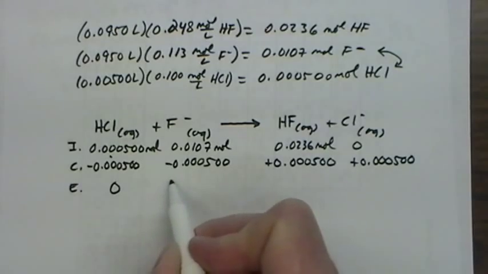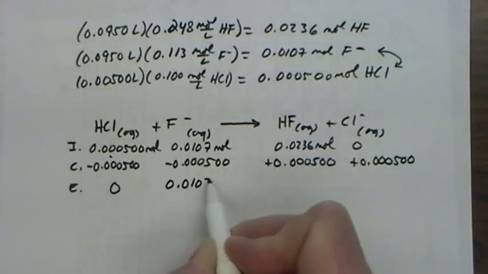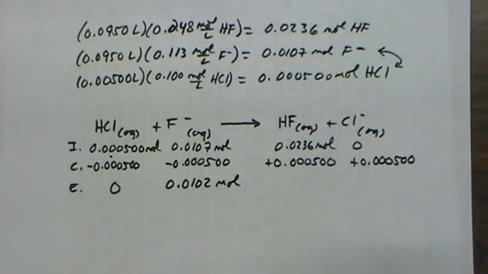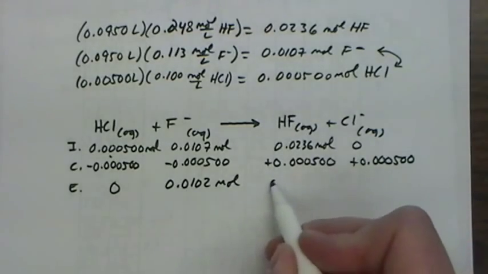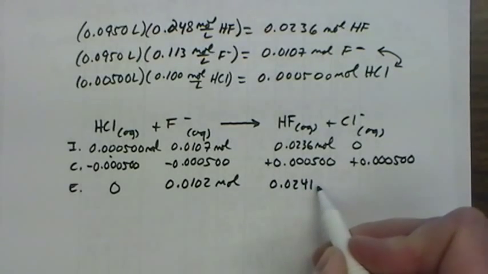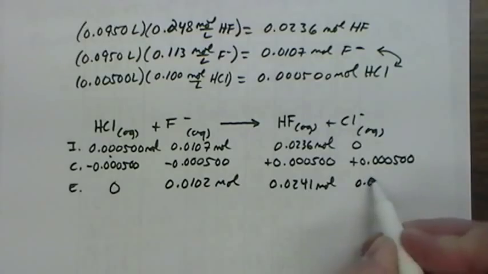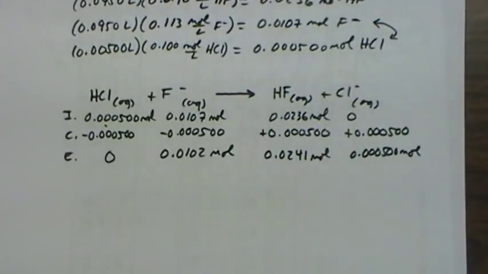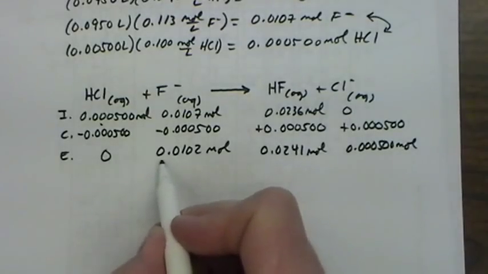So this is 0. This is 0.0102 moles. Let me make sure that that's right. And then this side is 0.0241 moles, and then this is 0.0005. And we don't care about this one. It's nice that that happened, but we are looking for these two.